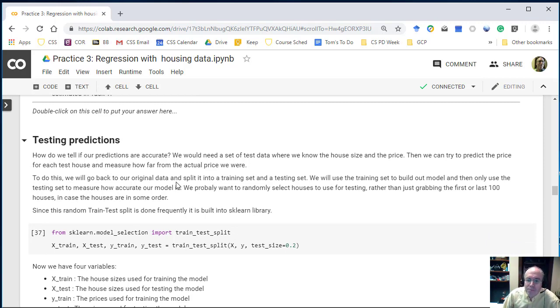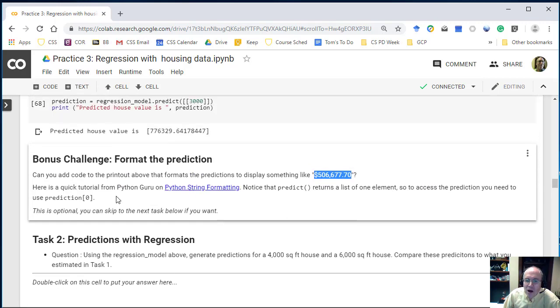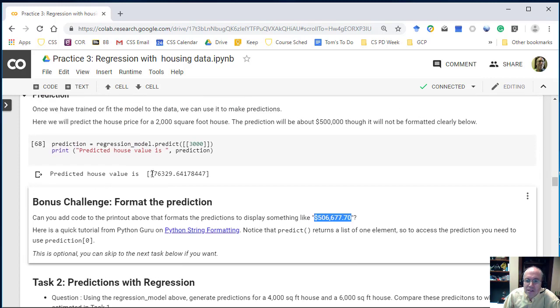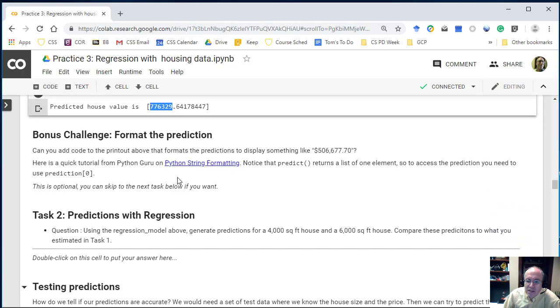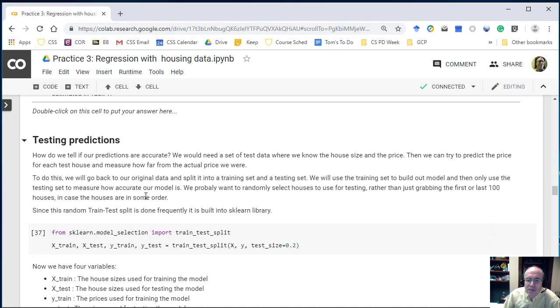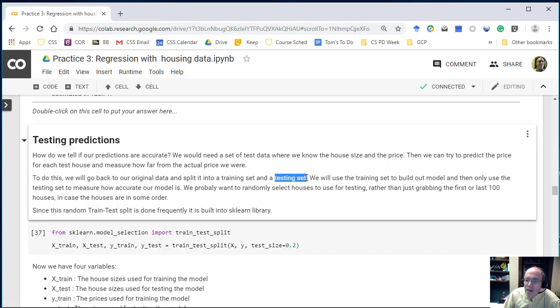Okay. So how do we know how good our predictions are? Is this a good prediction for this house? How accurate is this prediction? So we're going to look at how we can test out these predictions. In order to do that, we're going to go through our data and split it into a training set and a testing set. We're going to set aside maybe 20% of our data as testing data, and then use the remaining 80% to train or fit our model.